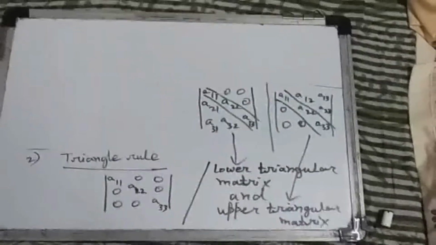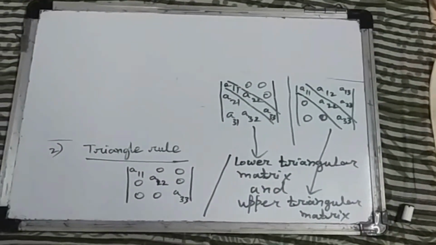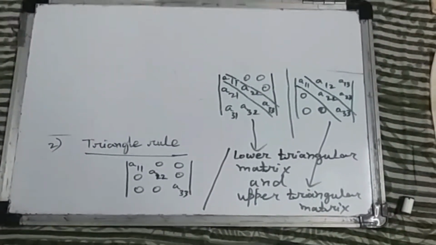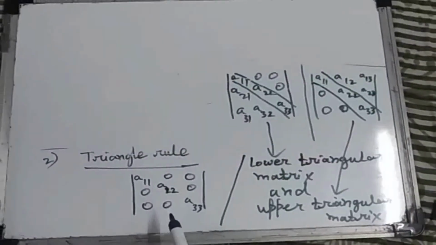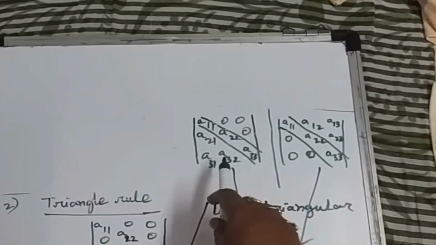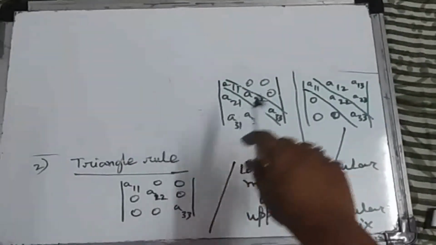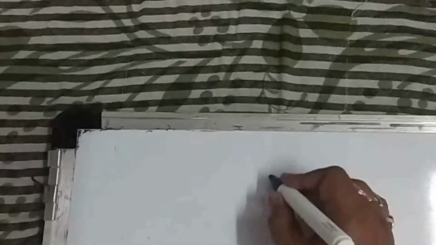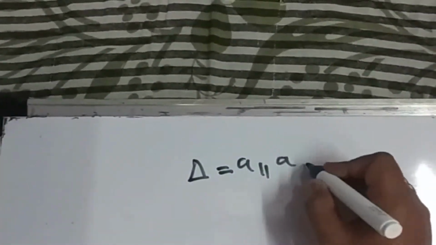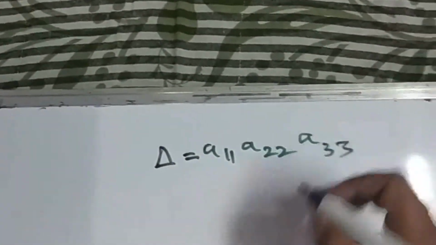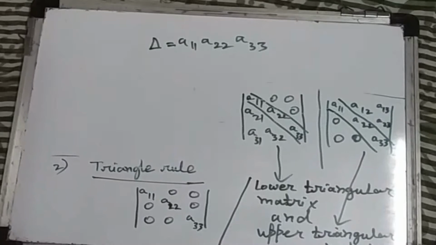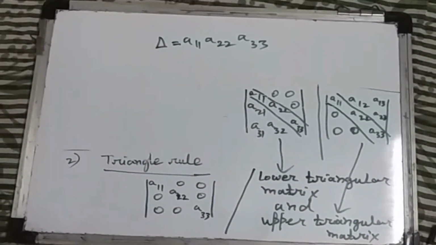Okay, I think all of you are back again. So I was discussing this one, the triangle rule of determinant. This one is a diagonal determinant, this one is lower triangular, this is upper triangular. In all three cases, the determinant will be equal to the product of the diagonal elements, that is A11, A22 and A33. Okay, so this is the triangle rule.